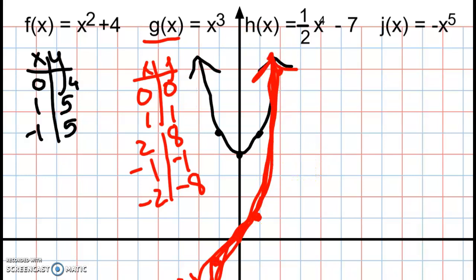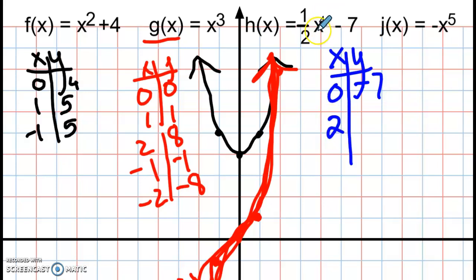Okay, let's see what happens when I have x to the fourth. 1/2 x to the fourth minus 7. Again, I put 0 in, I get a negative 7. Let's just put 2 in. 2 to the fourth is 16. Half of 16 is 8. 8 minus 7 is 1.